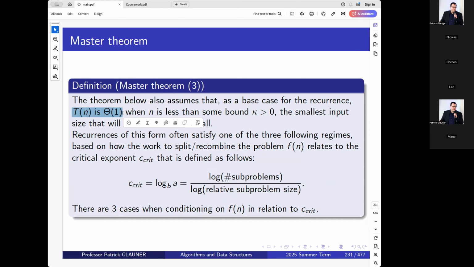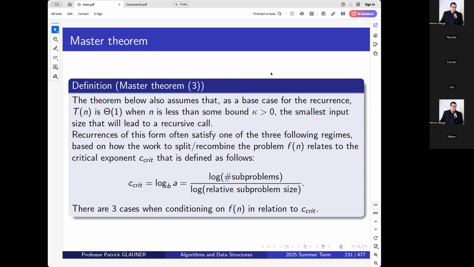One thing is very important, as I've just said: there is a base case like T of n is O of 1 or even theta of 1, but here it doesn't make a difference. So we just have this base case. And one thing that we need to calculate initially is the so-called critical exponent, C critical. What is the critical exponent?